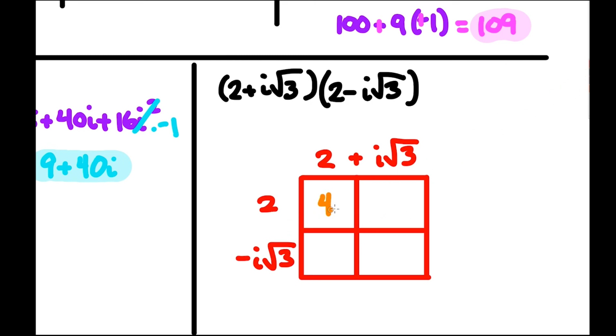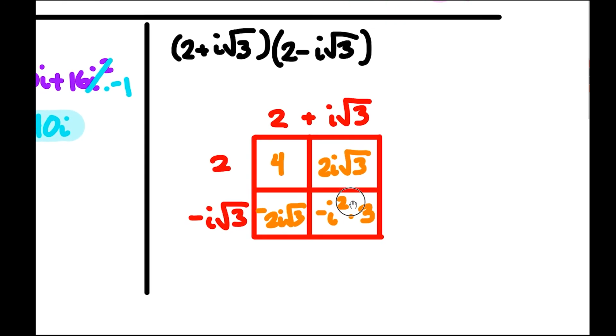Okay, this one's going to be 4. This one's going to be 2i root 3. This one's going to be -2i root 3. And this last one is going to be -i squared times 3. Because the root 3 times root 3 is 3. And then the -i times +i is -i squared.